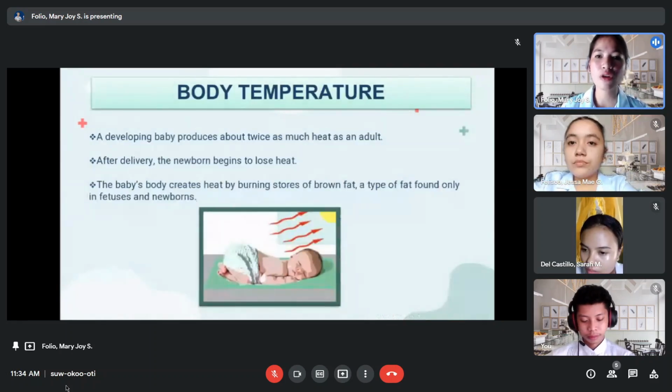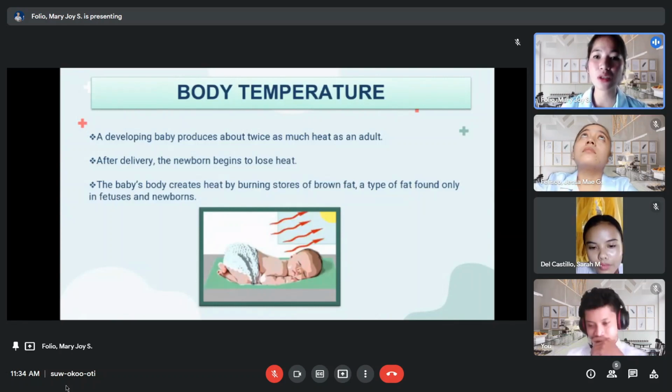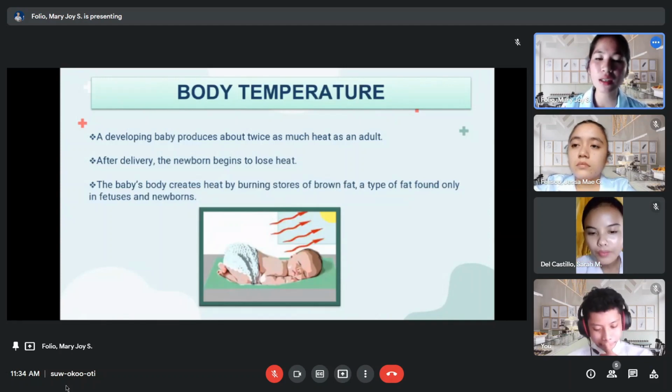So next is the body temperature of the newborn. A developing baby produces about twice as much heat as an adult. Then, after delivery, the newborn begins to lose heat. Then, the baby's body creates heat by burning stores of brown fat. This is a type of fat found only in fetuses and newborns. So, an infant's normal body temperature will vary based on age, activity, and time of day.